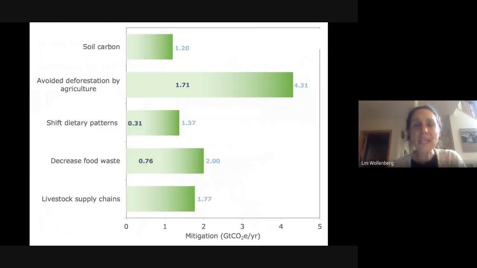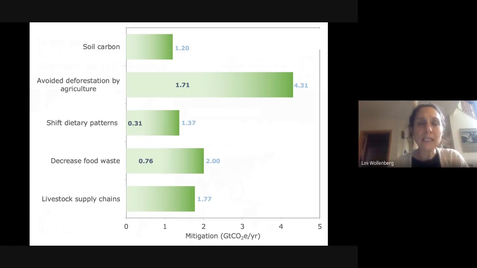Most countries and projects, and even the CCAFS program, have often set our goals not by a target, but rather by some arbitrary percentage of the mitigation potential. So this graph just shows you some of the estimated potentials, like in soil carbon, and then it shows 1.2 gigatons of CO2 equivalents per year.